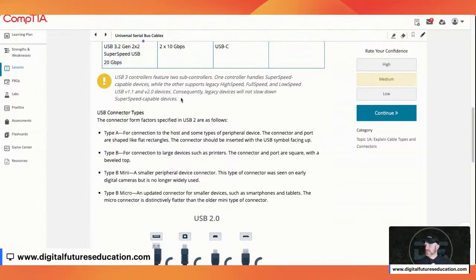So USB 3 controllers feature 2 subcontrollers. One controller handles super speed capable devices, while the other supports legacy high speed, so the older version of high speed devices, full speed and low speed USB version 1.1 and version 2 devices. Consequently, legacy devices will not slow down super speed capable devices.